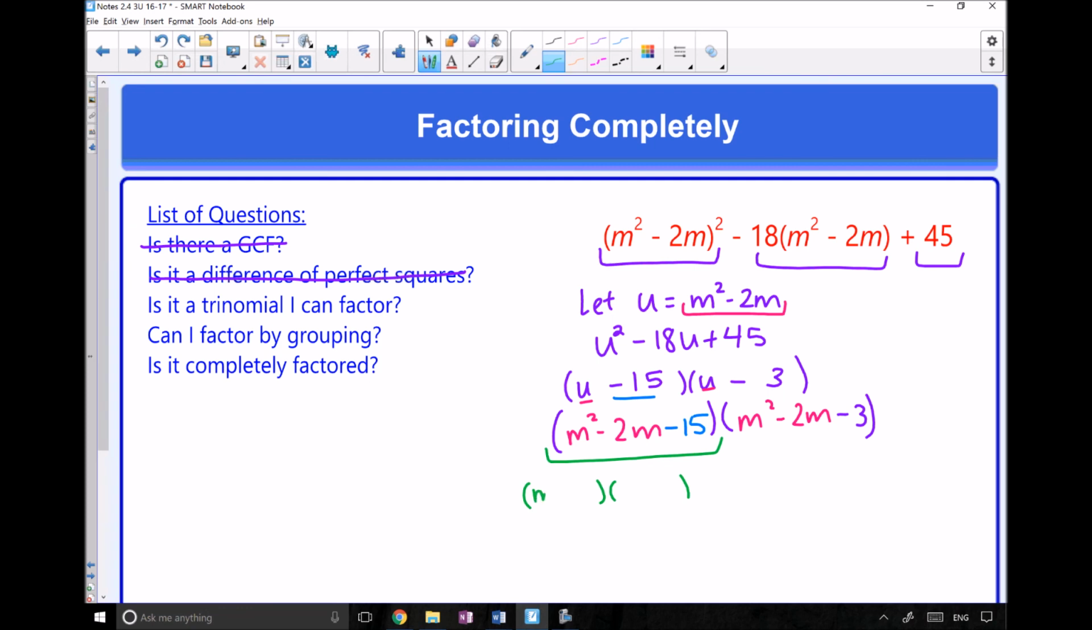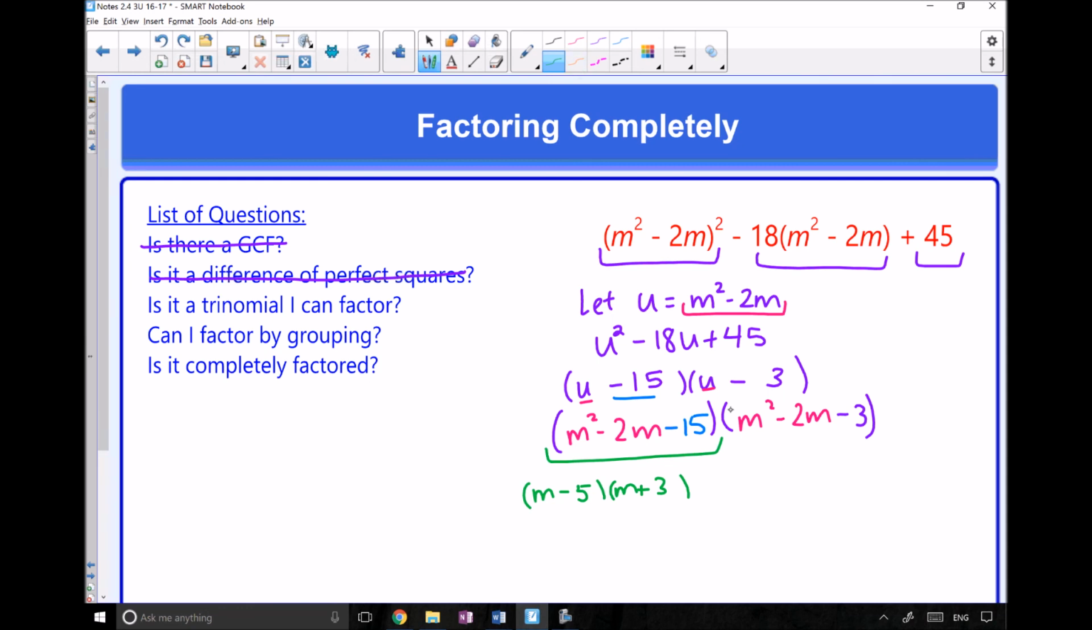Remember, the first times the first will give me m squared, okay? And then I'm going to look for factors of negative 15 that add up to give me negative 2. So I'll try negative 5 and positive 3. So this right here gives me negative 5m. This here gives me 3m, and that gives me the negative 2m that I want. So that's the first factor that I have here.